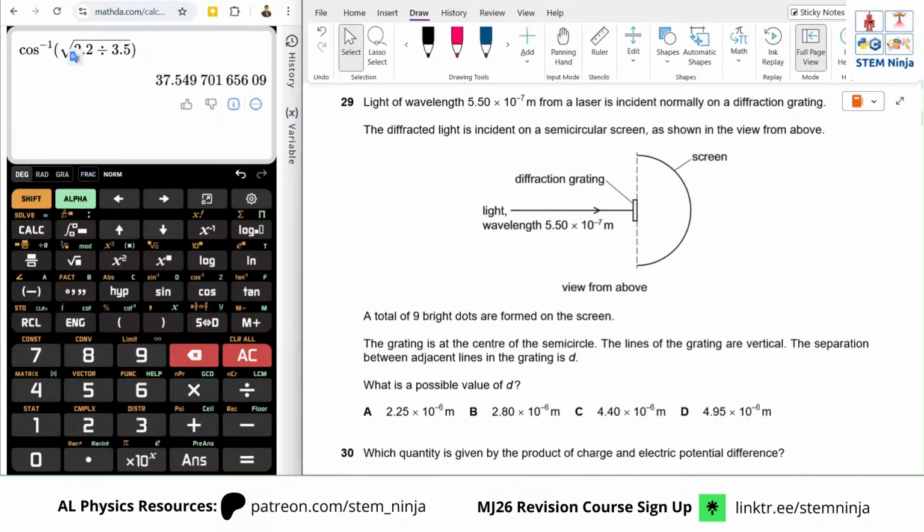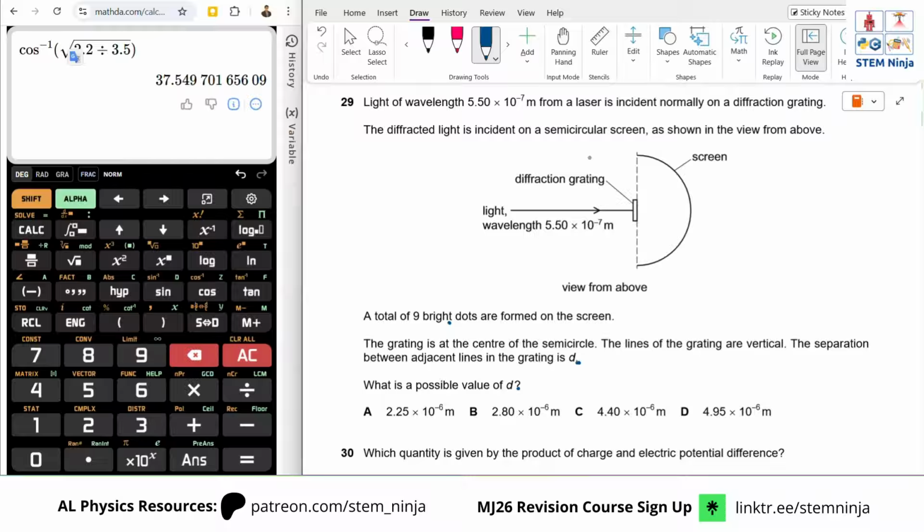Light of wavelength 5.5 × 10^-7 meters from a laser is incident normally on a diffraction grating. The diffracted light is incident on a semicircular screen. A total of 9 bright dots are formed on the screen. The grating is at the center of the semicircle. The lines of the grating are vertical. The separation between the adjacent lines in the grating is d. What is a possible value of d?